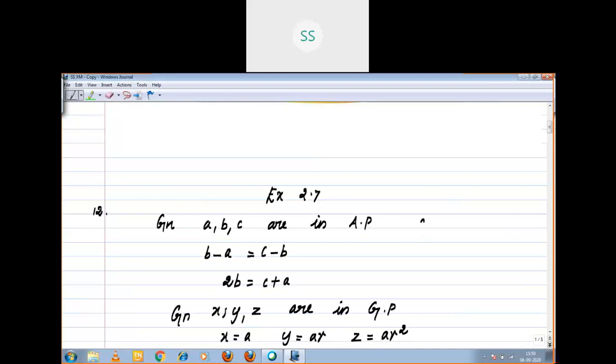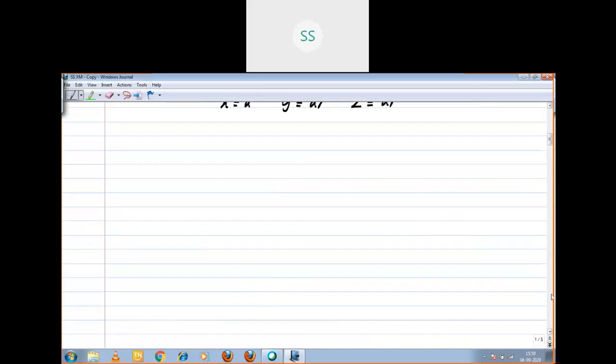AP means A, A plus D, A plus 2D, and so on. This is your AP. GP means A, AR, AR square, and so on. Now I am considering X as A, Y as AR, Z as AR square.